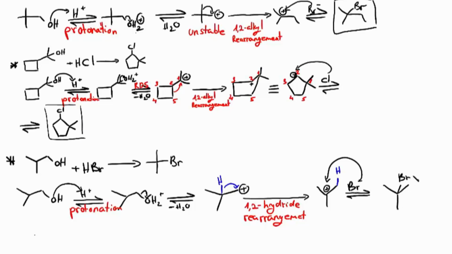You might have noticed that in each and every one of the mechanisms, the rearrangement is described with a direct arrow. We are not using a bidirectional arrow, and this is because the product of a rearrangement is usually so stable that it's not reversible. Therefore, we use a unidirectional arrow.